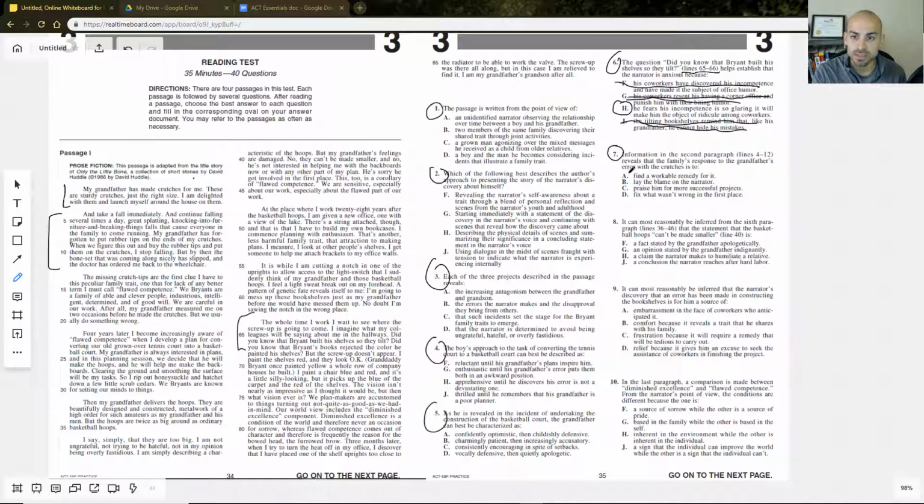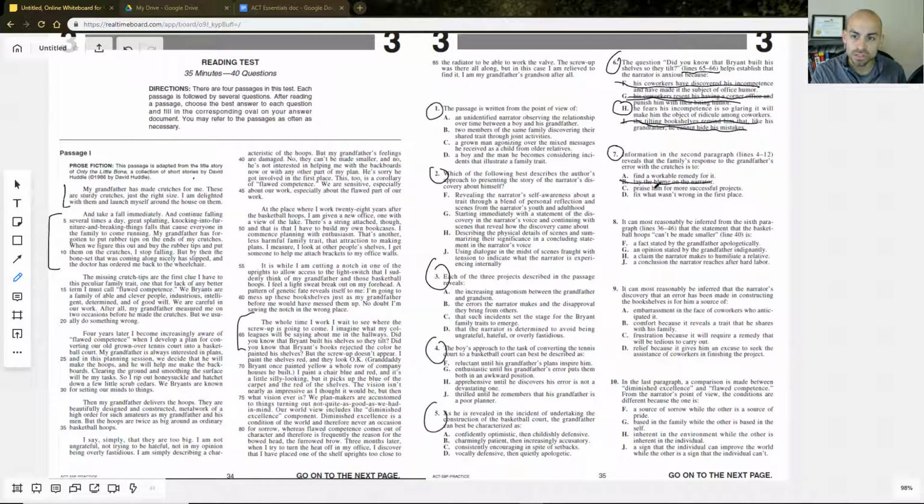Which one of these makes sense? A, find a workable remedy for it. That's what they did. Tempting answer. B, lay the blame on the narrator. You don't see anything about them blaming the kid or saying that it's his fault. Nothing like that even comes up. There's no text to support that.